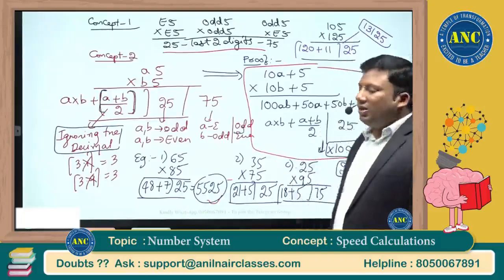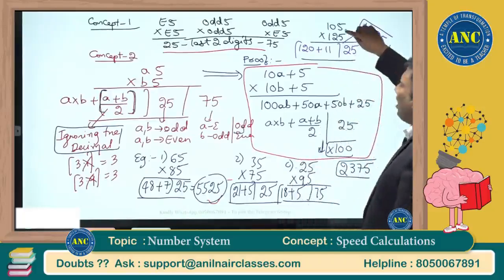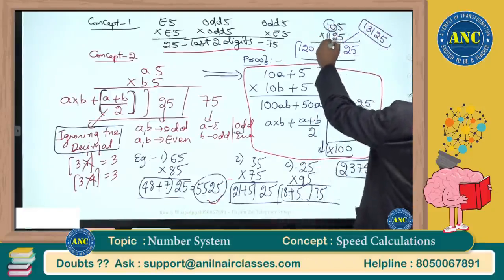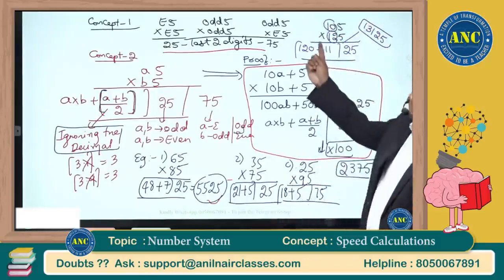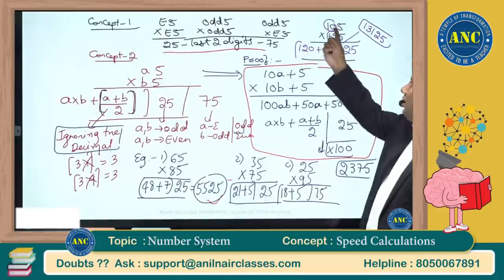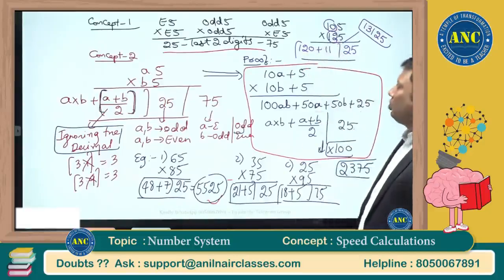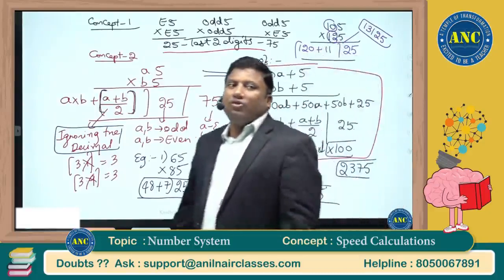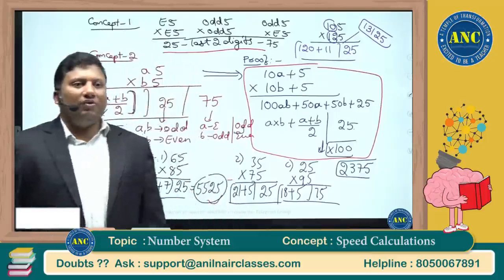Avika says, explain the 3-digit concept. Avika, for you, 105 into 125. A is 10, Avika. B is 12. So A into B, 10 into 12, it is 120. 10 plus 12 is 22. 22 by 2 is 11. 120 plus 11 is 13125.